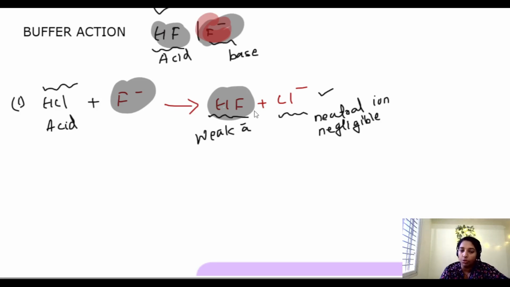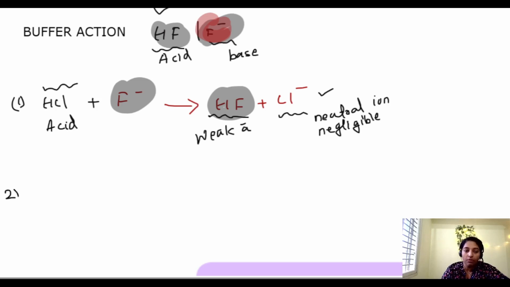HF is not contributing that much to the pH in this case. The added H+ is completely transformed to HF and Cl-, so there is no change in pH. Only if there is a free H+ can it affect the pH of the mixture. Here there is no free H+, correct? The only thing is HF, which can't contribute that much. Clear? So that's why there is no change in pH.